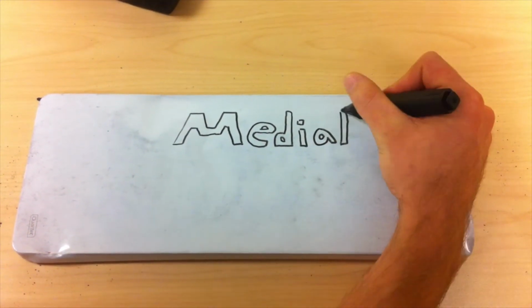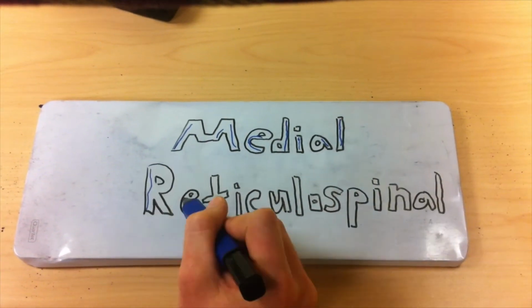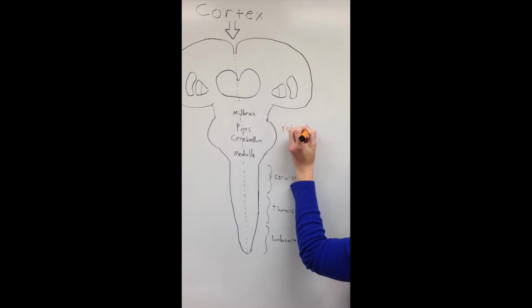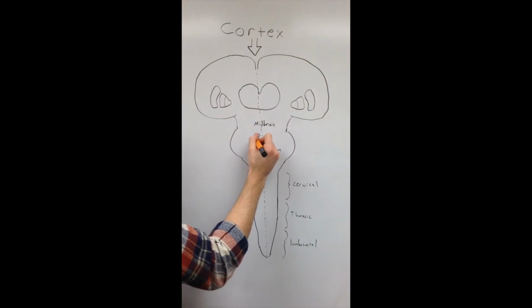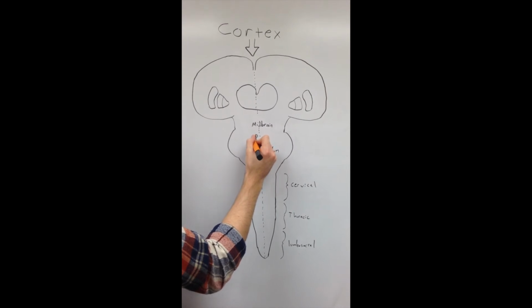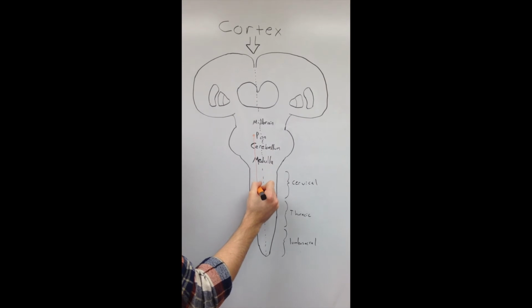The medial or pontine reticulospinal tract begins in the pontine reticular formation. It remains uncrossed as it descends, sending facilitatory input to the nuclei of cranial nerves 7 and 5. It facilitates the postural muscles and limb extensors.